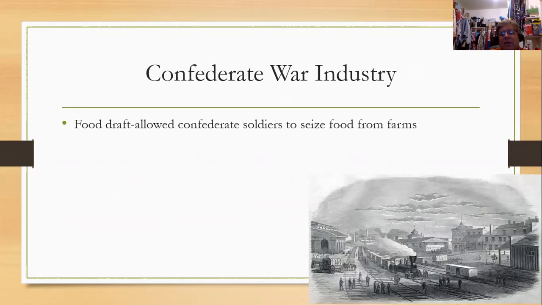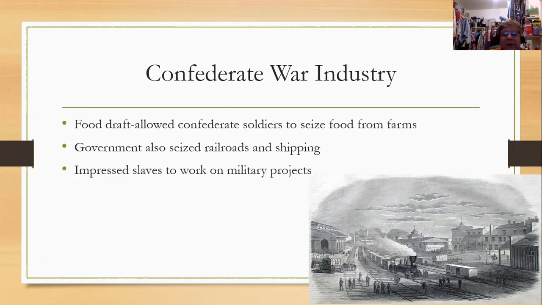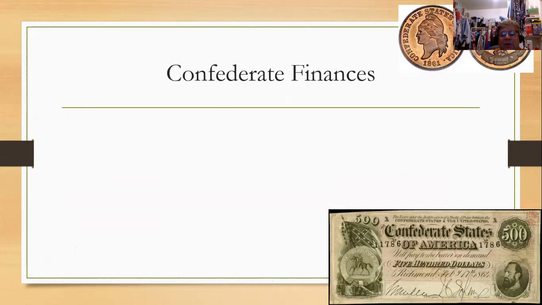The Confederacy also needed to support its troops. They called it a food draft. Confederate soldiers could seize food from farms. Now, obviously, the residents of those farms didn't like that. The government also seized what railroads there were. They seized any shipping. And slaves were forced to work on military projects.